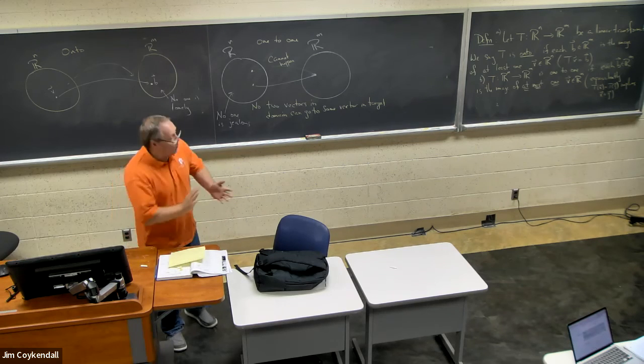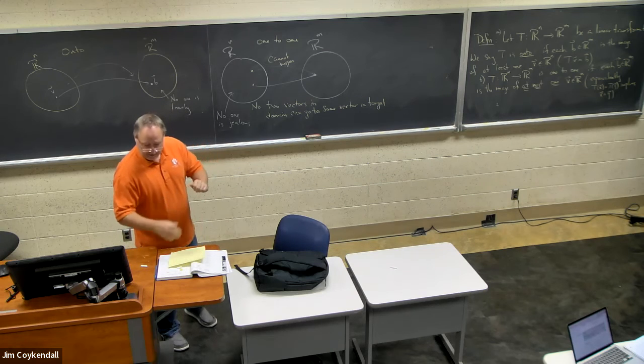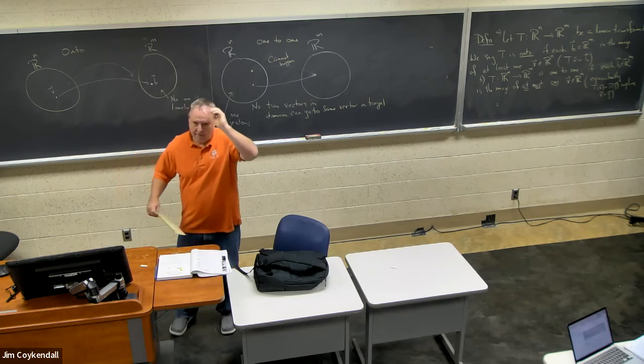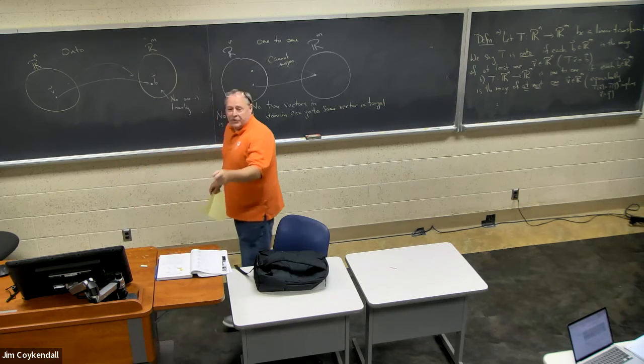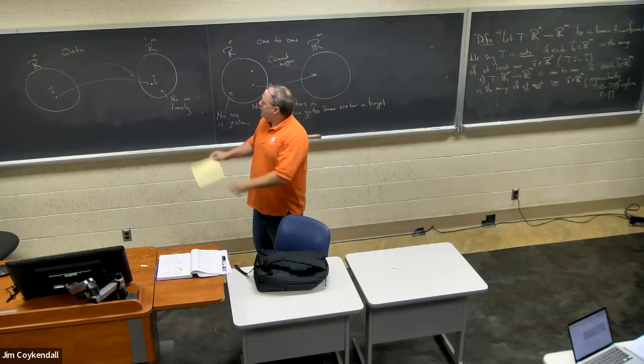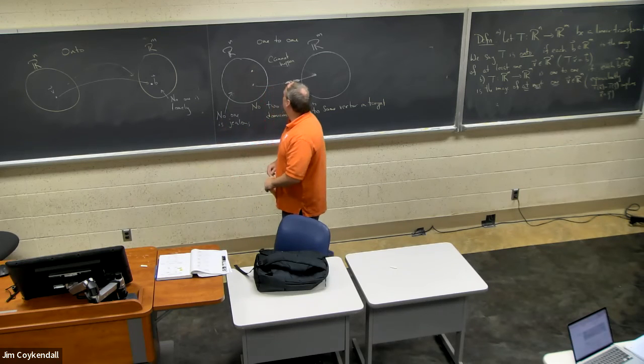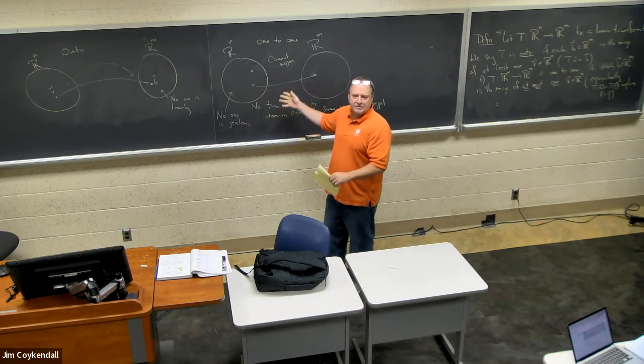Any questions? Yes. Can two vectors in the domain go to the same vector for an onto function? Great question. Absolutely they can, right? You can have jealousy for onto, and you can have loneliness for one-to-one.